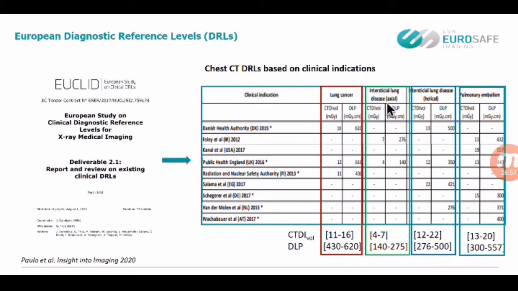And you see that, for example, for interstitial lung disease, we have also 2 different protocols, axial and helical. It is not always easy to compare data, and sometimes it was not well specified also if this DLP were for a single or for a multi-scan acquisition.